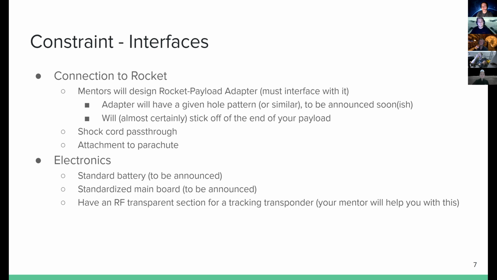What this means is you can't put the transponder inside of a metal box because radio RF waves can't get outside of a metal box. It's called a Faraday cage. And the same thing goes for a carbon fiber box. That wouldn't work either. So don't worry about that too much right now. That's not a crazy hard requirement, and your mentor will help you to make sure that that doesn't happen. So yeah, we just want to make sure we can find your stuff.